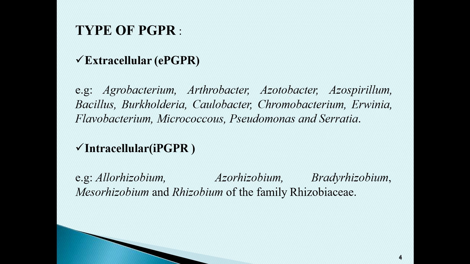Some examples of extracellular PGPR could be Agrobacterium, Arthrobacter, Arvenia, etc., which are listed as you can see on the screen. Some examples of intracellular PGPR, or iPGPR, could be Bradyrhizobium, Allorhizobium, and others which can be seen on the screen.